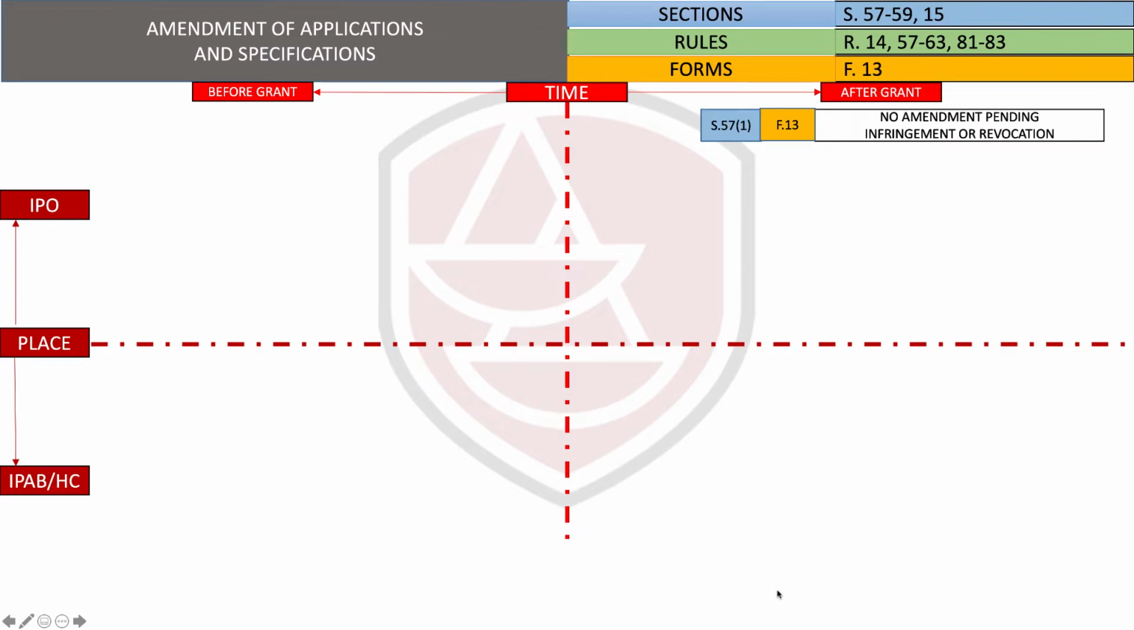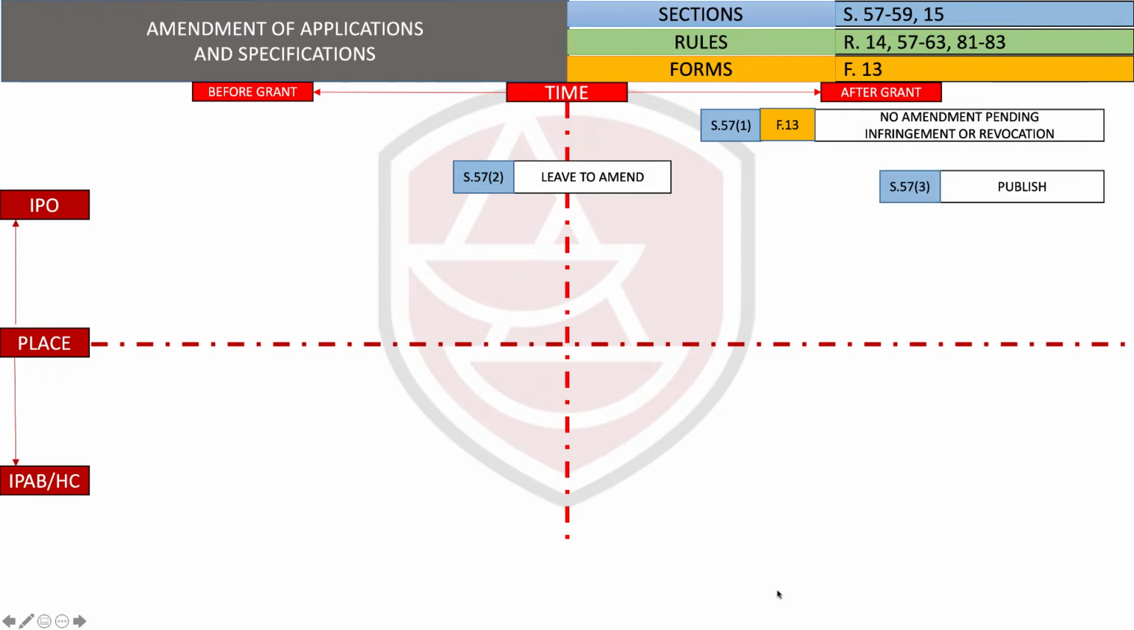Now section 51.1 deals with amendment, how an amendment can happen, and the form relevant is form 13. Section 51.1 clearly states that there cannot be an amendment pending infringement or revocation. That's a point to be noted. Section 57.2 talks about leave to amend. Now this can happen at any time before or after the grant, because there are two types of amendments.